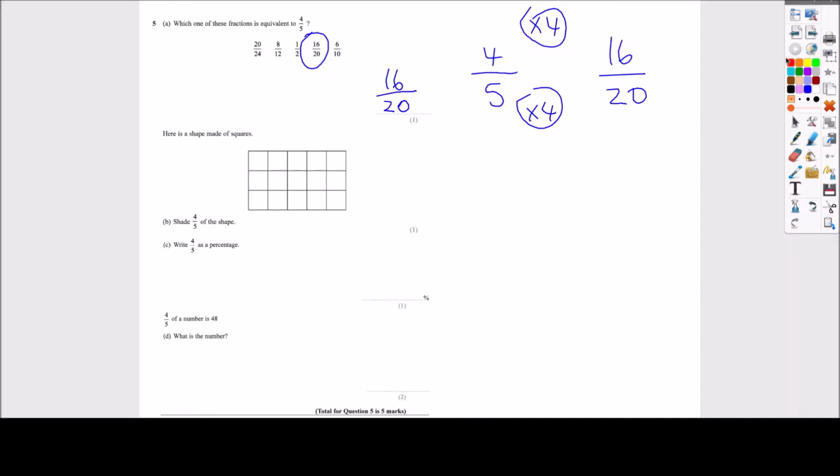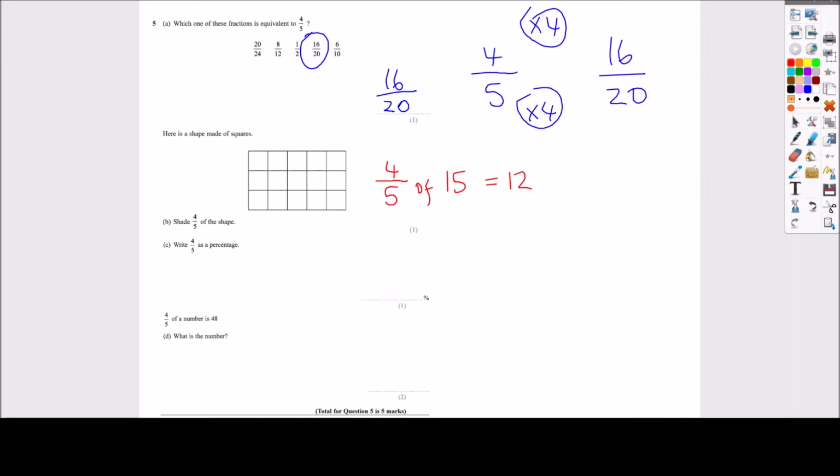Now part B, here is a shape made of squares, shade 4/5 of it. So we've got 1, 2, 3, 4, 5, 15 squares. We've got to shade 4/5 of 15. Okay, so now you could just get your calculator out and do what is 4/5 of 15. Do 4 over 5 times 15, you're going to get 12.